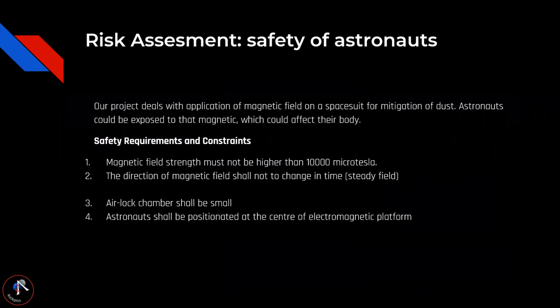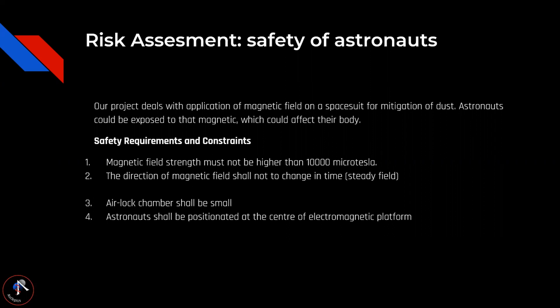We need to consider how this will affect the astronauts. So we have safety requirements as well as constraints. Basically, an astronaut can sustain up to 10,000 microtesla, and this magnetic field should not change. It should be a steady field. And the electromagnetic flow that the astronaut will stand should be constrained, and it should be very small, so that another can be not disturbed.